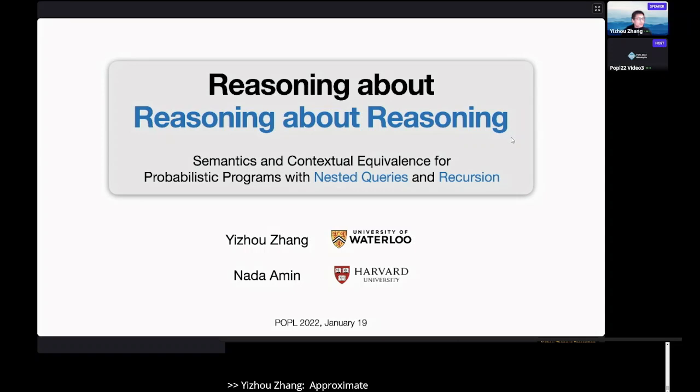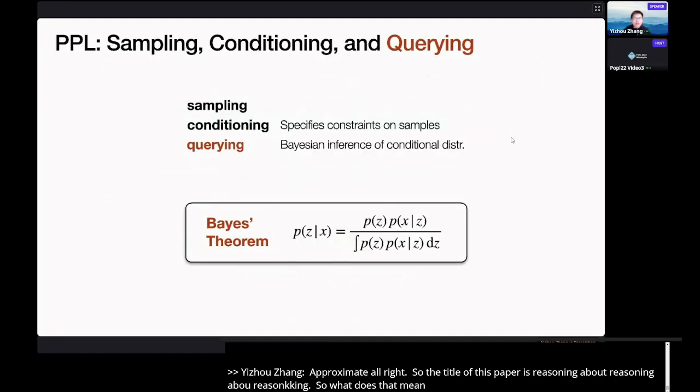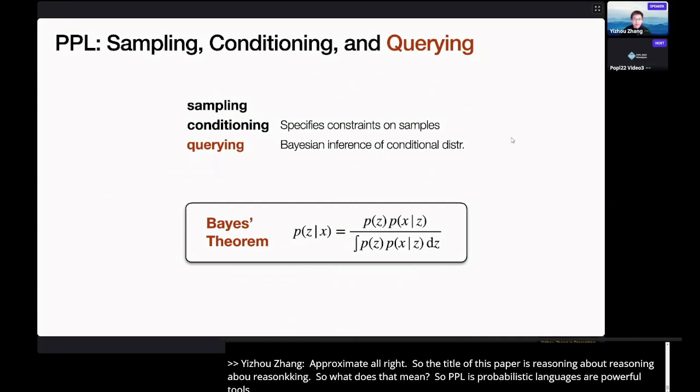So the title of this paper is Reasoning about Reasoning about Reasoning. So what does that mean? Probabilistic programming languages, PPLs, are powerful tools for modeling and solving Bayesian inference problems.